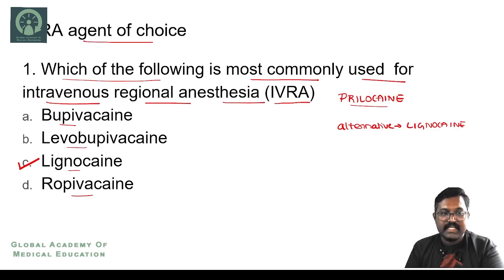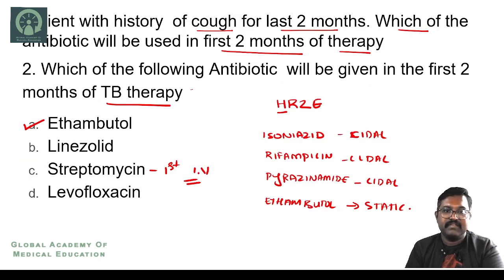So here, the IV agent of choice is prilocaine. The alternative will be lignocaine. The answer will be the lignocaine here. So here, which is the antibiotic which is given in the first 2 months of TB therapy? It is your ethambutol. You need to remember HRZE. Ethambutol is the correct answer.